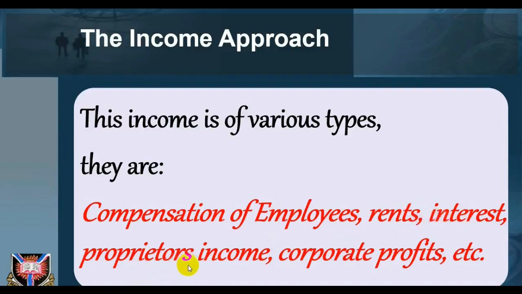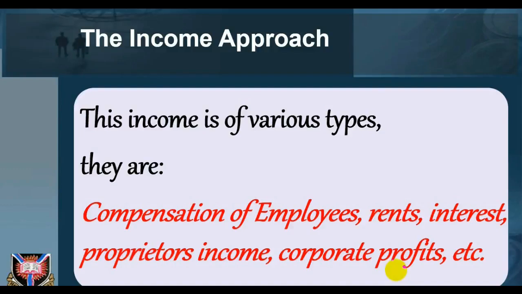4. Proprietor's income. This consists of net income of unincorporated businesses. In other words, it consists of the net income of sole proprietorships and partnerships. 5. Corporate profit. This is the net income of corporations. This is made up of 3 parts. 1. Dividend received by stockholders. 2. Retained earnings. And 3. The amount paid by corporations as income taxes.